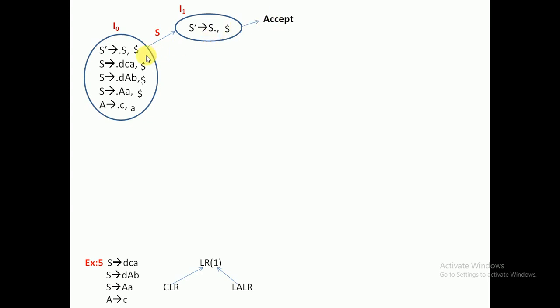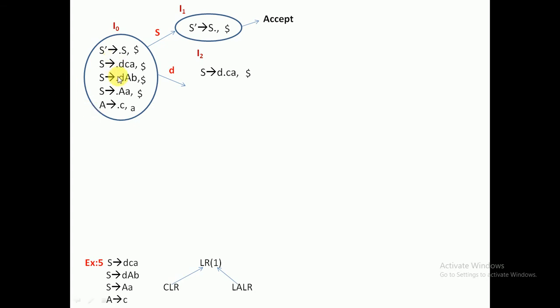Okay, then next create a move over small d. So where will you reach? You reach at S derives d dot c a, and what is the lookahead of this production? Dollar. As well you put the dollar here. Now after this dot, is there any non-terminal? No non-terminal, it is a terminal only, so we cannot write the closures. This is item set number 2.